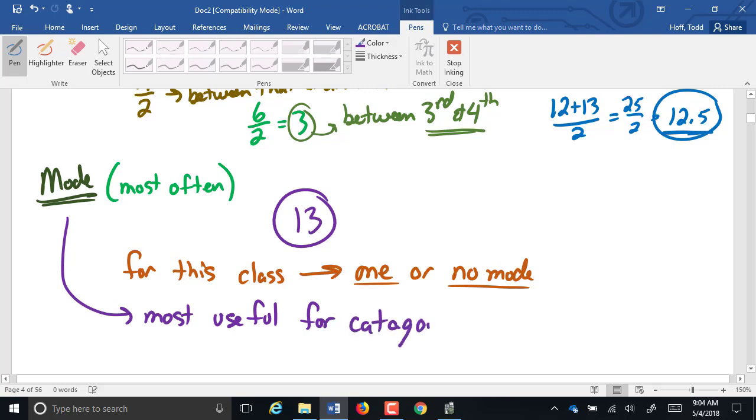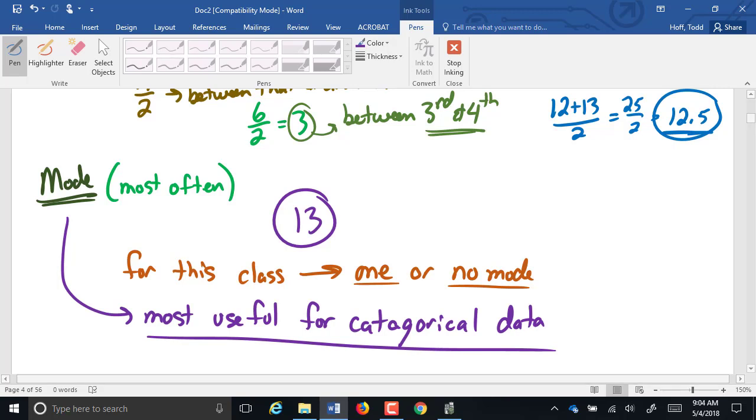The mode is really the most useful for categorical data. Why do I say that? Well, on categorical data, you cannot calculate a mean because there's no numbers. What is the mean of the colors red, blue, and green? Well, we can't do anything with that. There's no median there either. But we can say which one was selected the most often. That would be the mode.